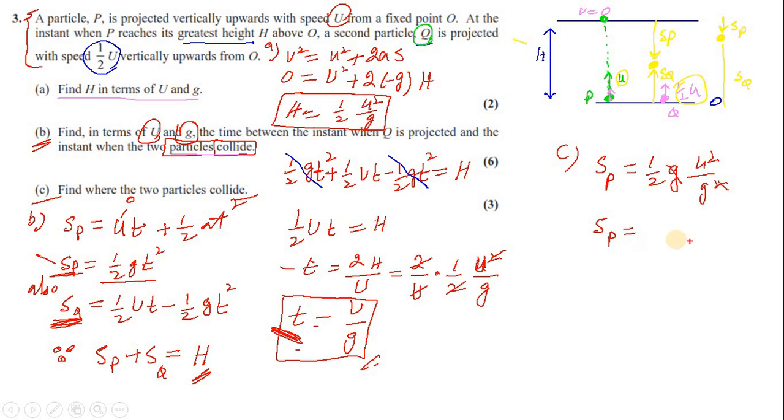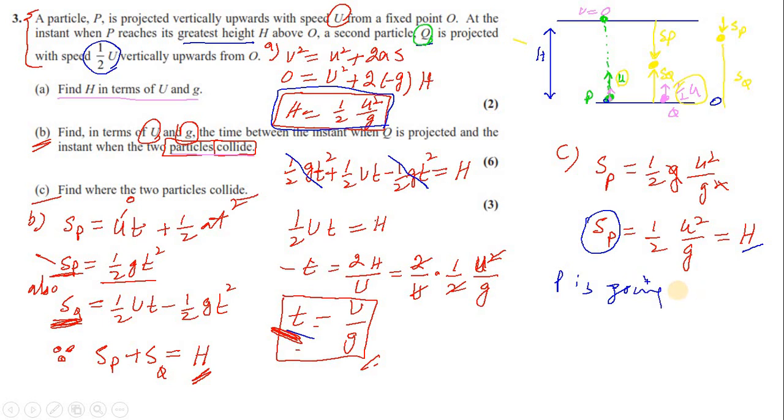So SP is equal to half of U squared by G. And if you see, half of U squared by G is equal to H. You see here, this is H. That means when particle P is colliding with particle Q, at time T equal to U by G, the particle P has covered the distance equal to H. That means the particle has reached the ground. So particle P is going to collide with Q at O. O is the position of the point of projection.